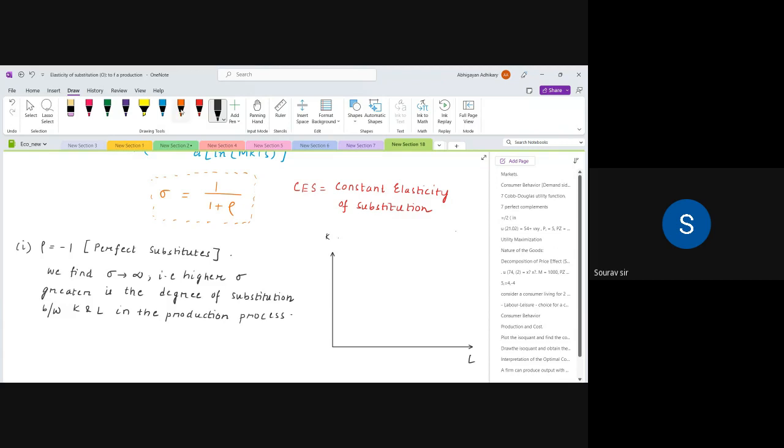Correct? And if we look at it from the isoquant view, एक substitute का isoquant कैसा होता है? It's a negative, correct? So let us say this is for sigma tending to infinity. Correct?